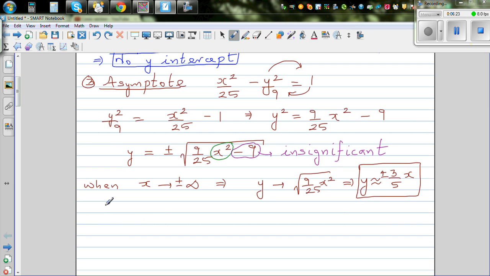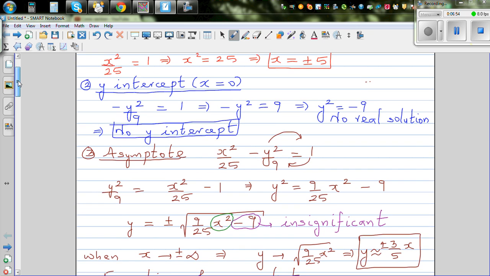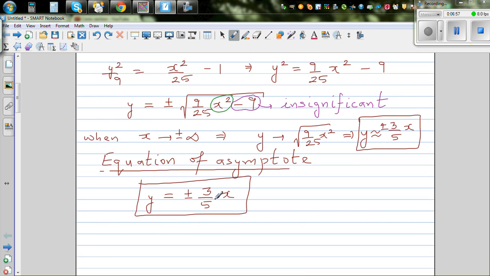So the equation of the asymptote is going to be y is equal to plus or minus 3 over 5 x. Okay, so this is the main thing. The x-intercept is plus or minus 5, there is no y-intercept, and the asymptote is y equals plus or minus 3 over 5 x.